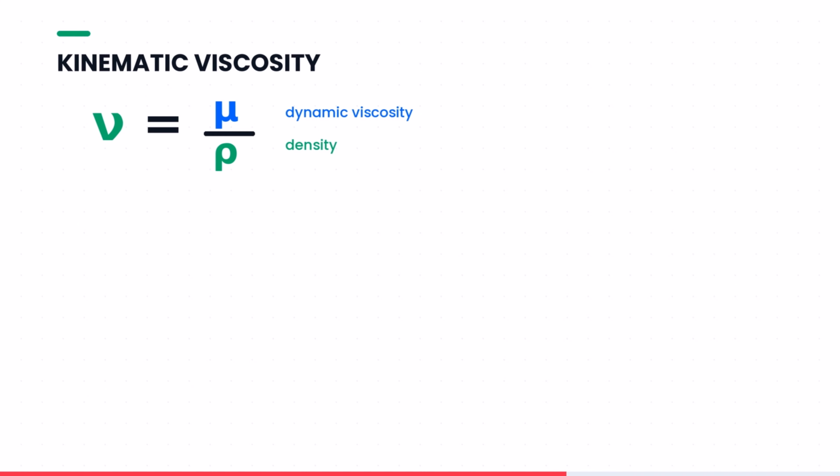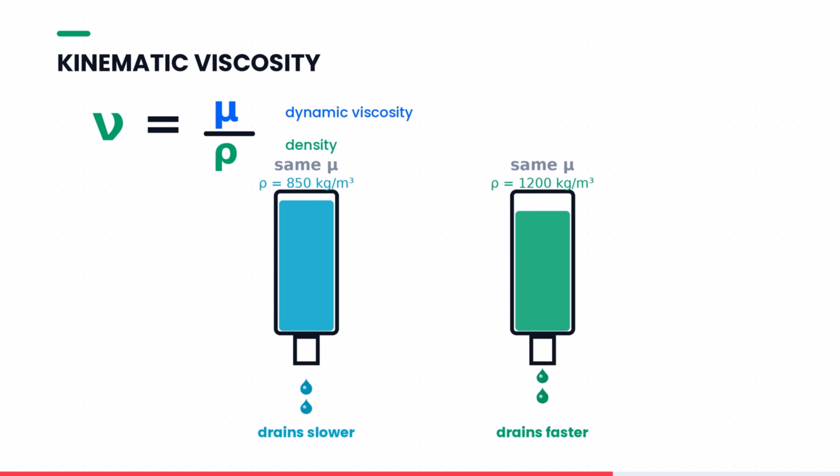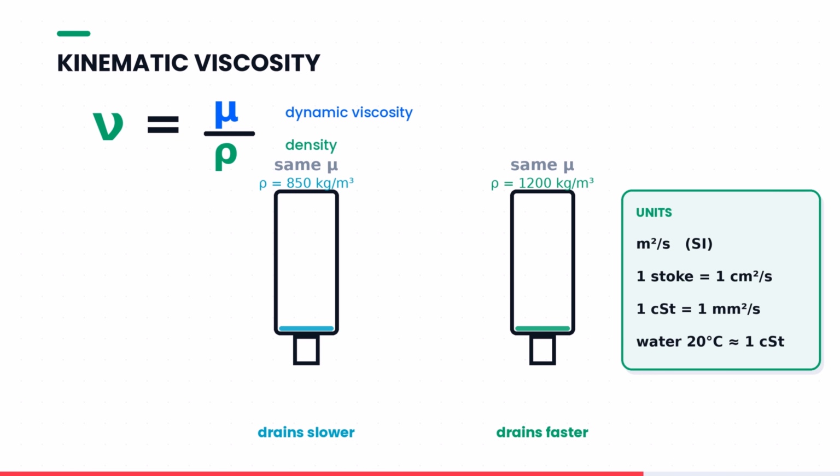Now, a second definition. Divide dynamic viscosity by density, and you get kinematic viscosity. Why? Because some flows are not pushed by a machine. They are driven by the fluid's own weight. Two oils with the same dynamic viscosity, but different densities, drain at different rates. The heavier one pulls harder on itself. Kinematic viscosity captures that. Its units are square meters per second, or the stoke. 1 stoke is 1 square centimeter per second.